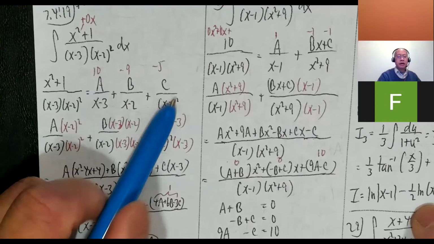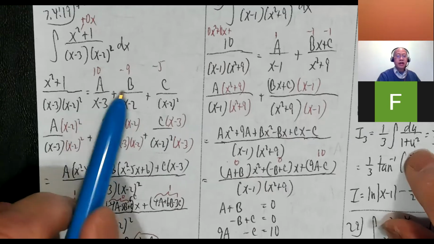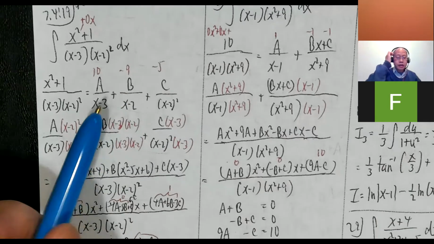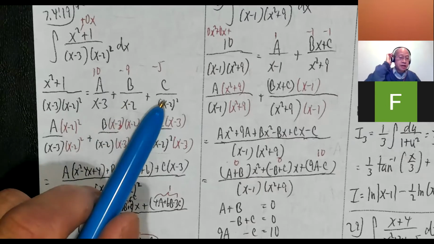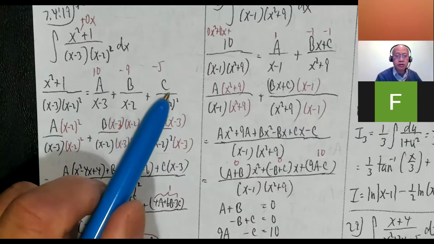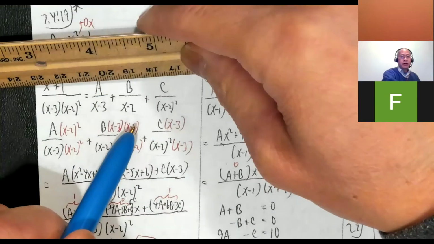Okay, this is already pretty long in itself. It's just messy algebra. So once I find A, B, and C, it's fairly easy to integrate. This is going to be an ln. This is going to be an ln. This is going to be a power rule. It'll be C times x minus 2 to the negative 2. Okay, temporarily ignore the 10, negative 9, and negative 5. That's what it comes out to be.